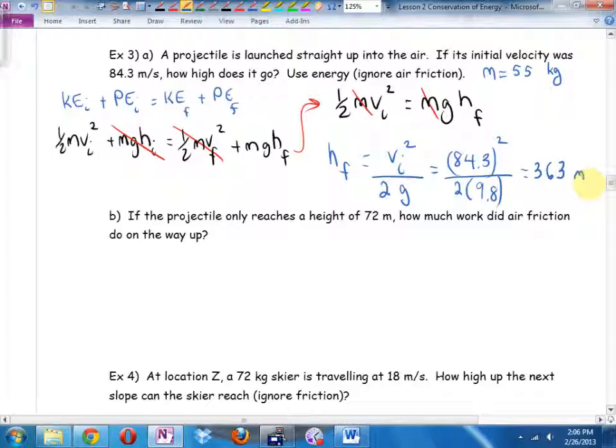B. Suppose the projectile only reaches a height of, I wrote 72. Can you put a 1 in front of the 72, make it 172 meters? How much work did the air friction do on the way up? Is this question now talking about friction? Okay, so we're going to use conservation of energy.